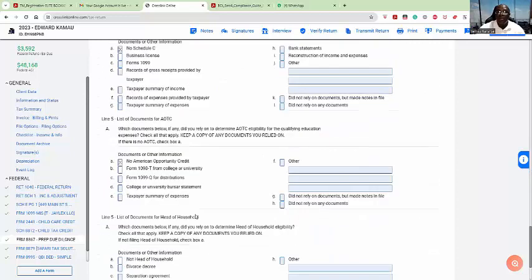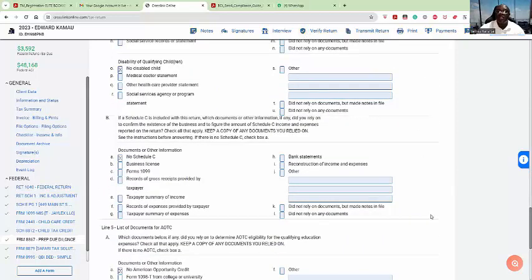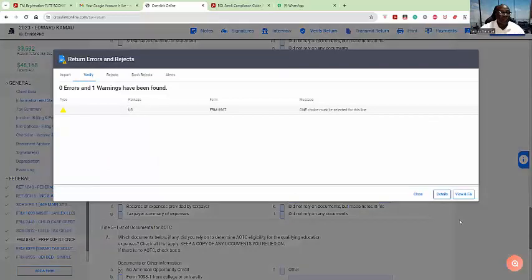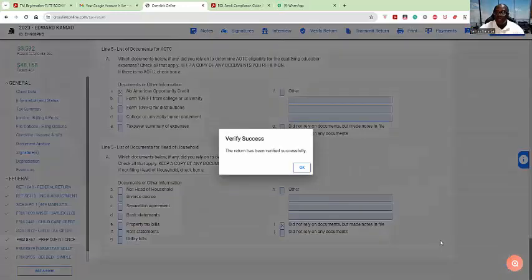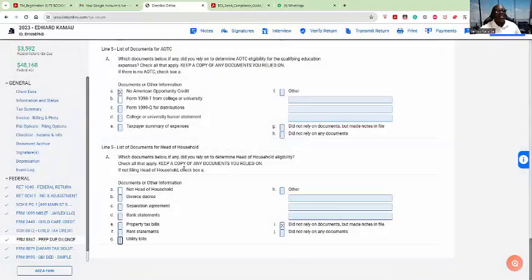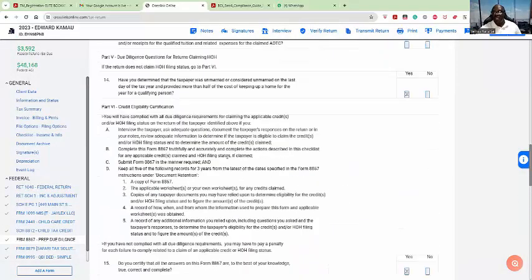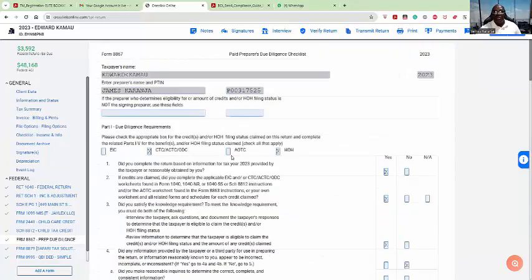All right. So let's verify the return. Okay, we have only one warning, and did not rely on the documents, made notes. You can also make notes if you don't have the documents. As you ask them questions, they answer, you can make notes, okay? And the return has been verified successfully. So that return is ready for you to send it to me to make sure the return is good, okay?